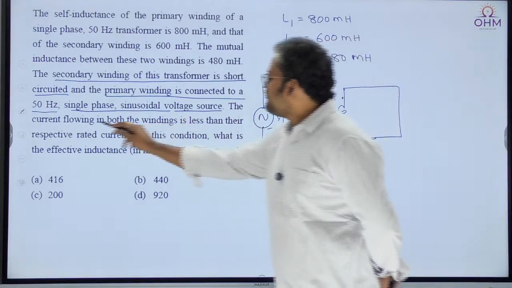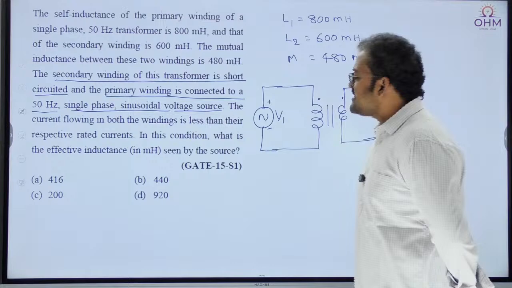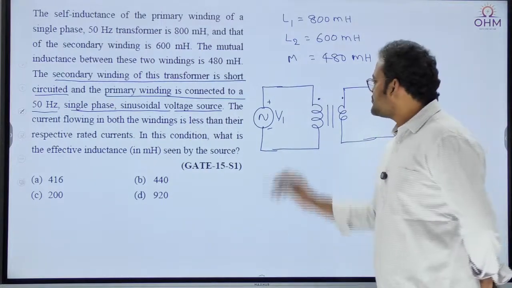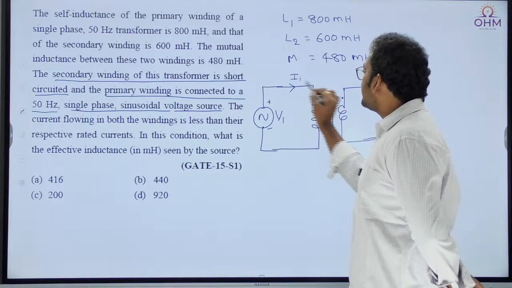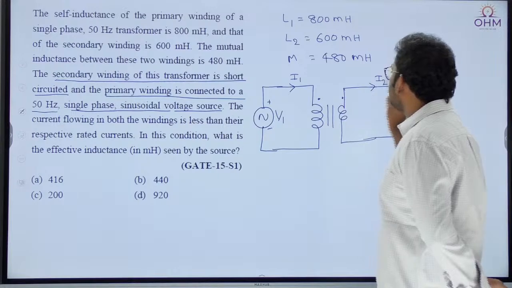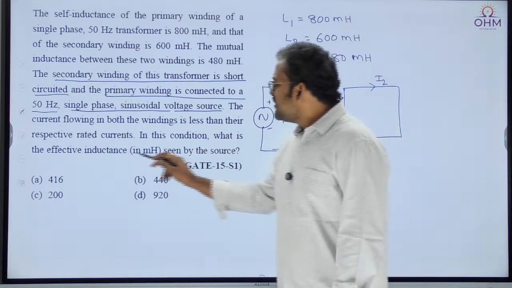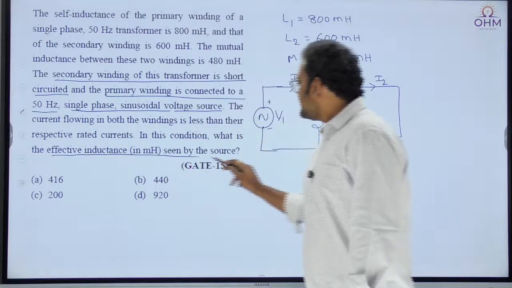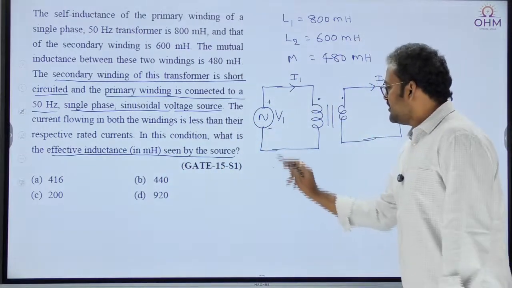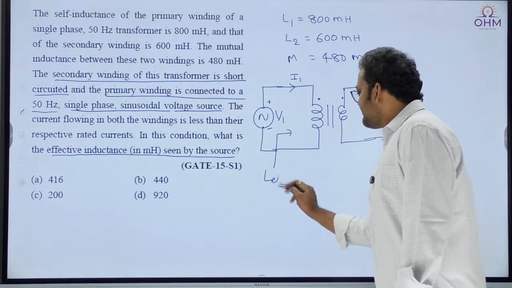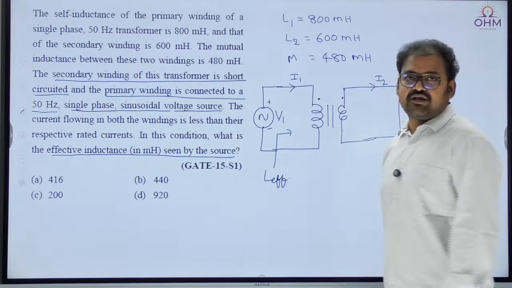Now the current flowing in both the windings is less than their respective rated currents. So definitely some current will go through the primary and some current will go to the secondary. Both are less than rated currents only. In this condition, what is the effective inductance seen by the source? From the source, what is the effective inductance we have to calculate?